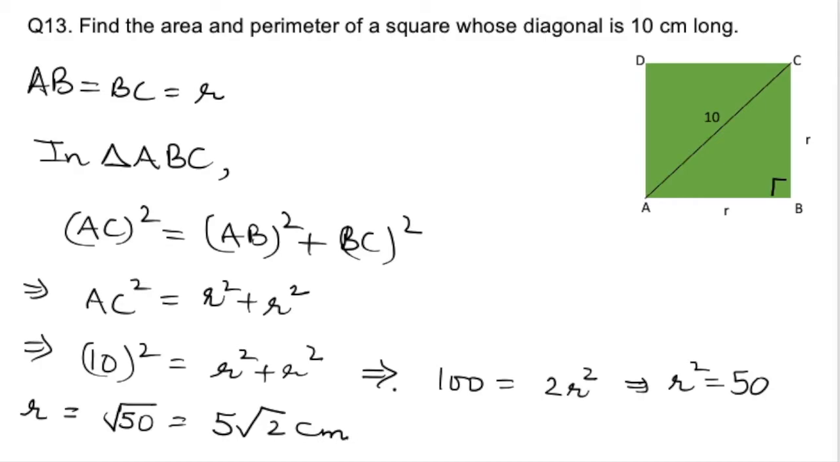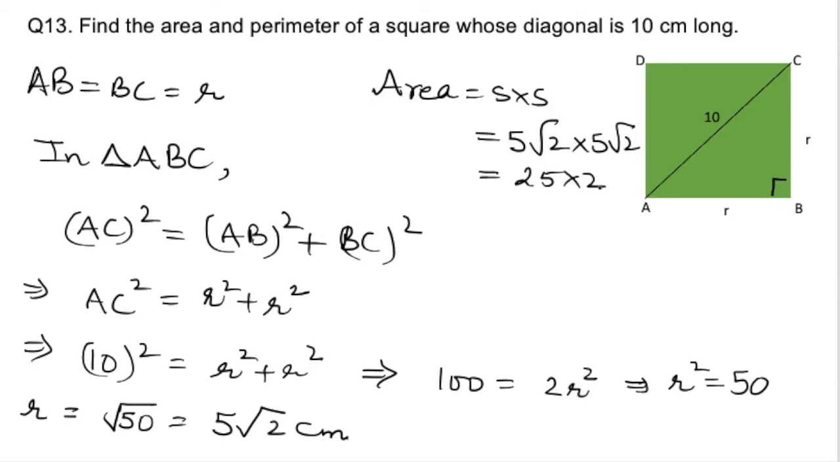So once we know the value of the side, we can easily find the area of the square. Area of the square is given by side multiplied by side. That means it will be 5 square root 2 multiplied by 5 square root 2, which gives us the answer as 25 multiplied by 2, or this is equal to 50 centimeter square.